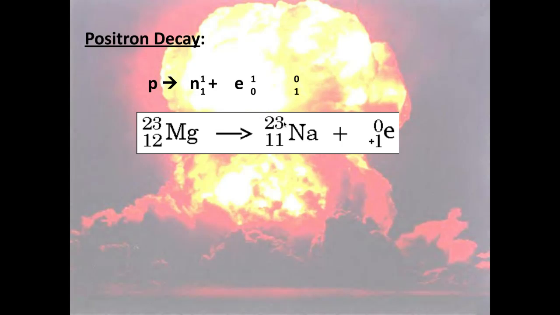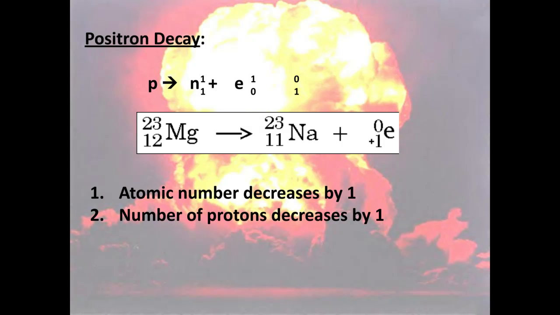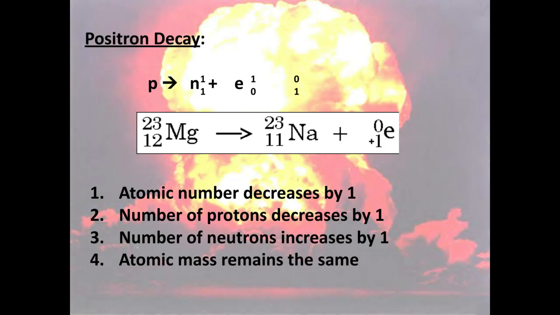So when we look at what magnesium transmutates into, 1 plus 11 gives us 12 for the charge. So we have to have something with a proton number of 11. 11 plus 1 is 12. 0 plus 23 gives us a mass of 23, which equals the reactant side, magnesium's mass of 23. So it would balance out. So in positron decay, the atomic number is going to decrease by 1. The number of protons decreases by 1 because the number of protons is the atomic number. The number of neutrons increases by 1, and the atomic mass remains the same. So these are the facts that we look at as we do this.